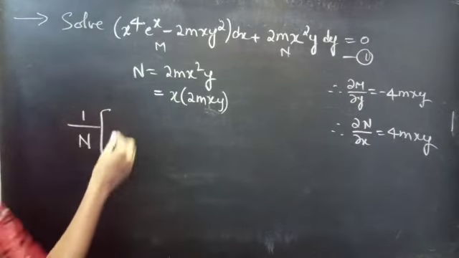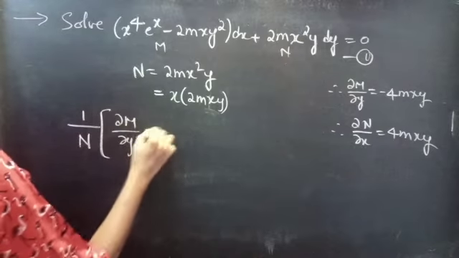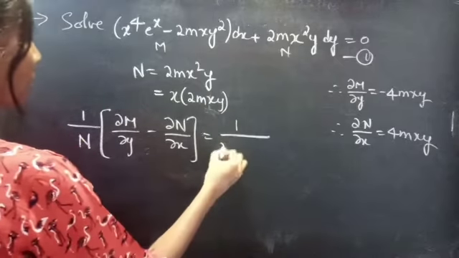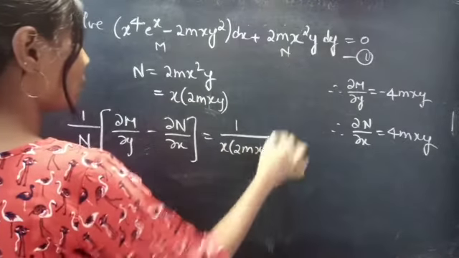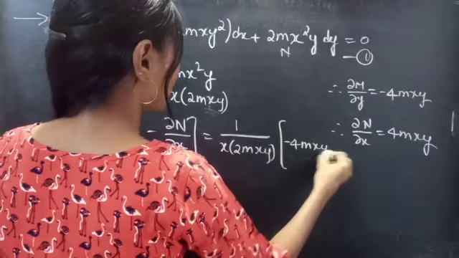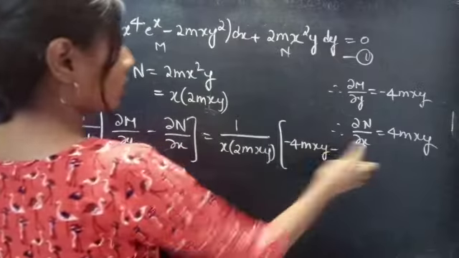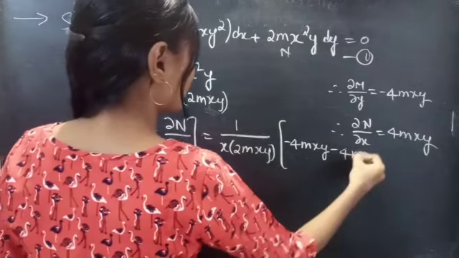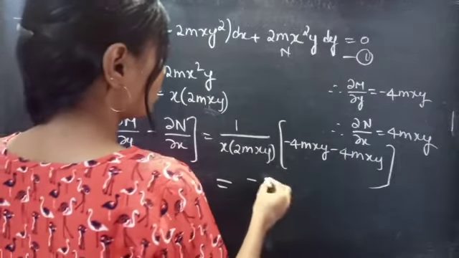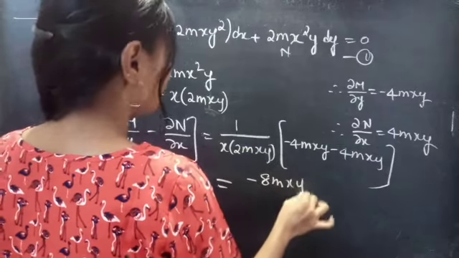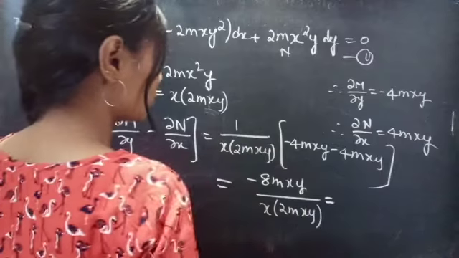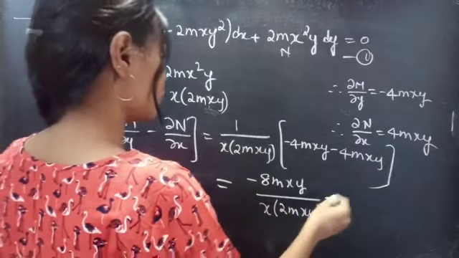Find 1/N times (partial derivative of M with respect to y minus partial derivative of N with respect to x), which equals 1/(x·2mxy) times (−4mxy − 4mxy), which equals −8mxy divided by x times 2mxy.